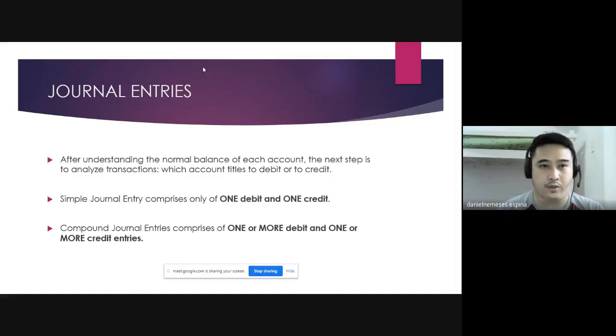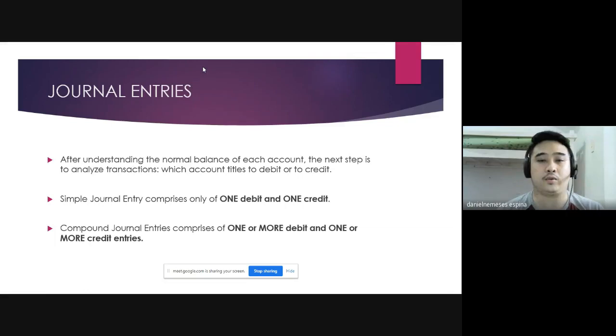So journal entries or journal entry preparation. So after understanding the normal balance, the next step is to analyze transactions. So this is the somewhat tricky part. Okay? So you have to ask before you journalize which account titles to debit or which to credit.